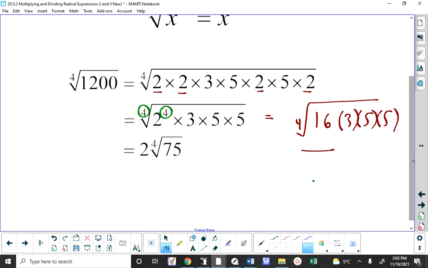But then I can write this as the fourth root of 16 times the fourth root of 75, which is 3 times 5 times 5. And the fourth root of 16 is 2. Why is the fourth root of 16 2? Because 16 is 2 to the 4. So we kind of go in circles on this. The bottom line is, if you see 4 2's under a fourth root, then you can write it as a single 2 outside of the fourth root.